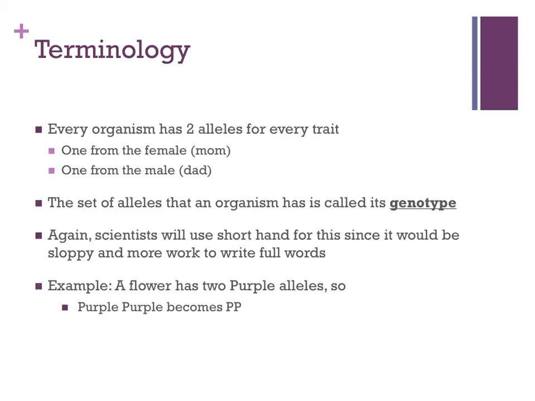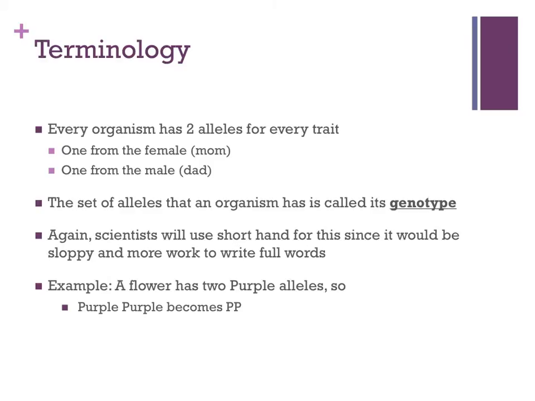Okay, so as I was going over before when I said one from mom, one from dad, every organism has two alleles or versions for every trait. Sometimes those alleles are exactly the same. Sometimes they're different. Okay, and they always get one from the female parent and one from the male parent. Now, we're not talking about asexual reproduction yet, where we're just making an exact copy. So this is in sexual reproduction. We have a female parent and we have a male parent.